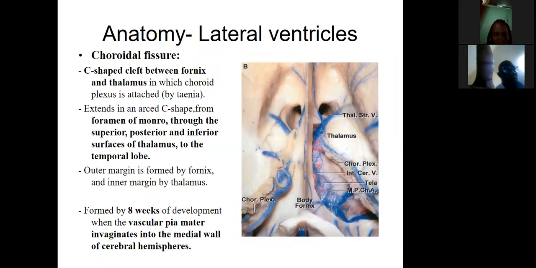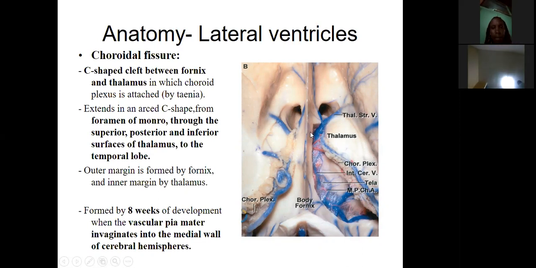So another important structure at the level of the lateral ventricle is the choroidal fissure, because this is like a cleft that gives passage to many important structures inside the lateral ventricle and permits the passage from the lateral ventricles to many parts of other ventricles during surgical procedures. So this is a C-shaped cleft between the fornix and the thalamus. So here we have the fornix. I don't know if everybody can see my cursor. Here we have the fornix that extends here, surrounding the foramen of Monroe here. And then here we have the thalamus laterally. So this is the choroidal fissure here.